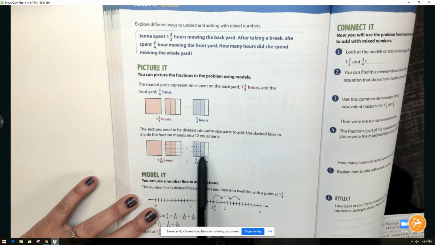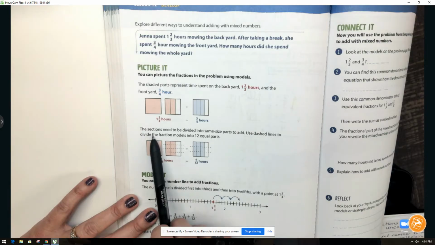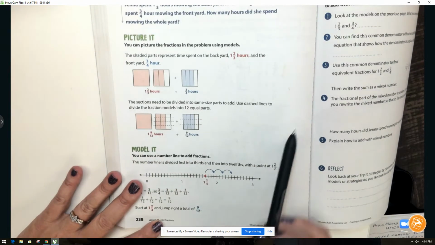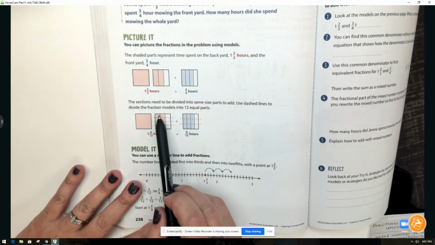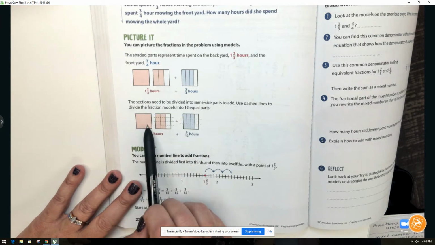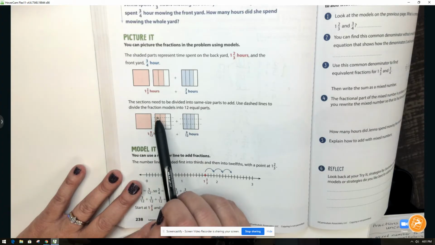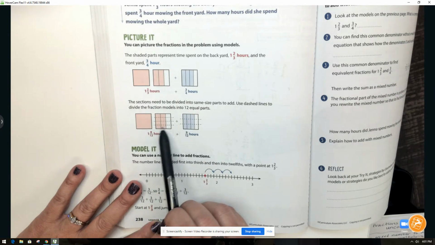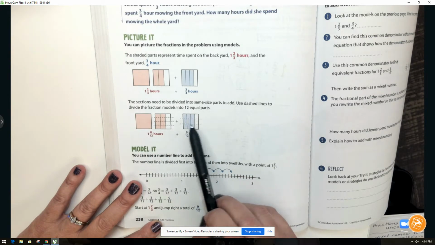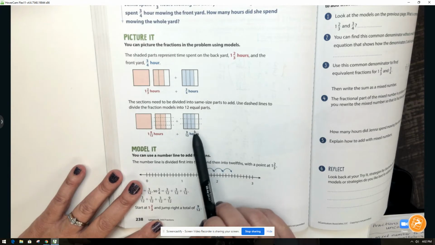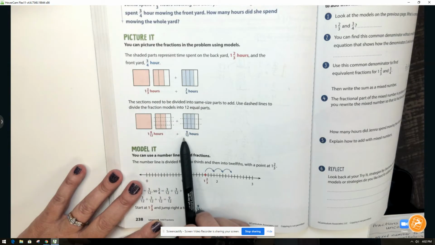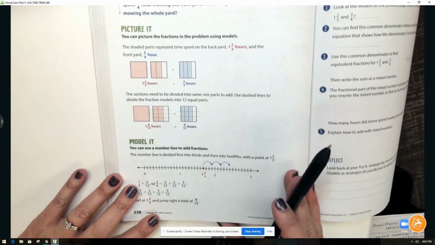So if we add these dashed lines down below, we use the dashed lines to divide the fraction models into 12 equal parts because we know that the lowest common multiple is 12. So when we break it into 12 equal parts, each of these smaller boxes, we still have our one whole. And then here we have 8/12. So this is 1 8/12. And then over here, when we add in our dashed lines to turn this into twelfths, we have 9/12. So then all we need to do is add those two together to find out the total amount.